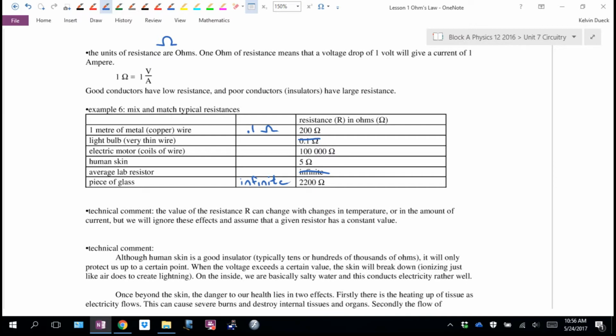Of the 4 that are remaining, I'm going to tell you the worst conductor remaining, the highest resistance remaining: human skin. We're not that good a conductor. Our skin. Inside, we're pretty good conductors because we're mostly salty water, but our skin itself is not a good conductor. So what's the average resistance of human skin? Look at what's left and pick. 100,000 ohms?